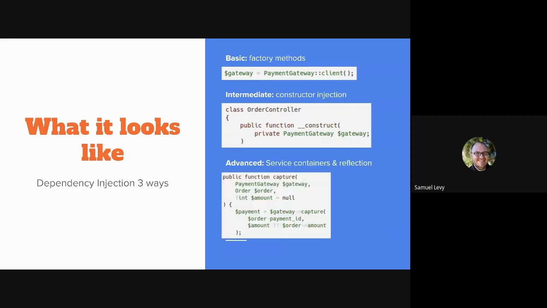And then when you get to more modern frameworks, you'll get service containers and reflection. So this is not any particular framework, but it's the type of thing that you'd see in Laravel, where you just have a function and you say, this function accepts a payment gateway, and you never have to pass it to that. The framework does it for you. Magic.